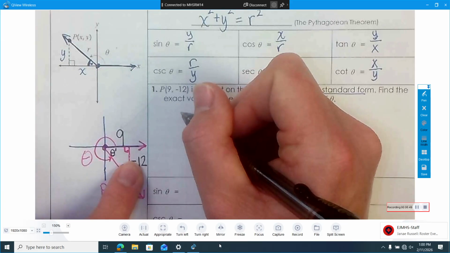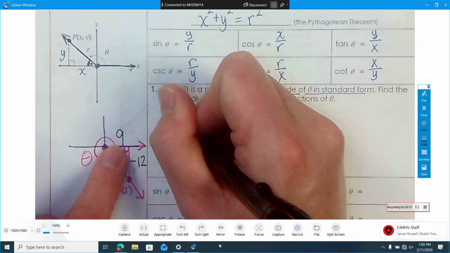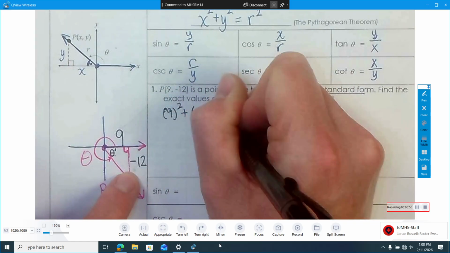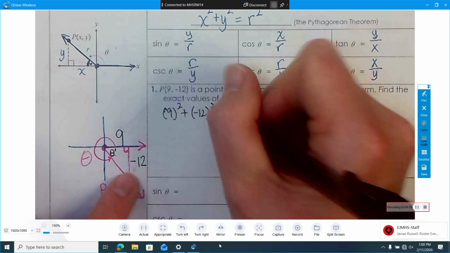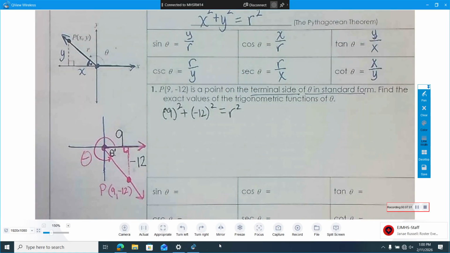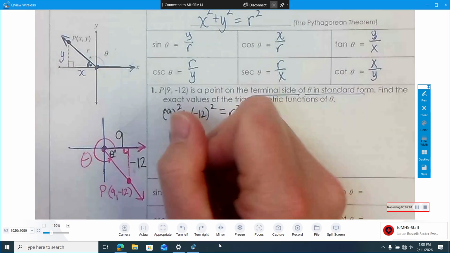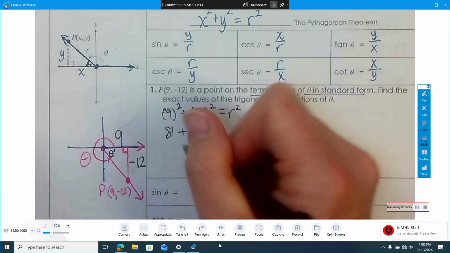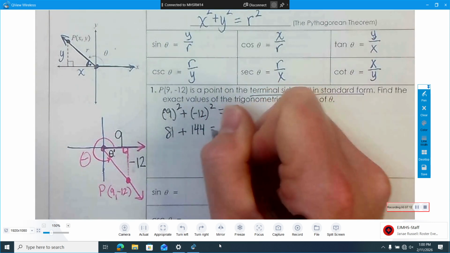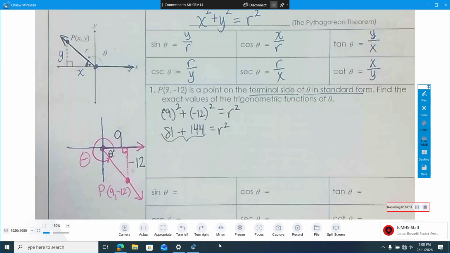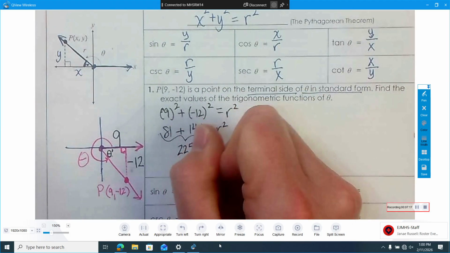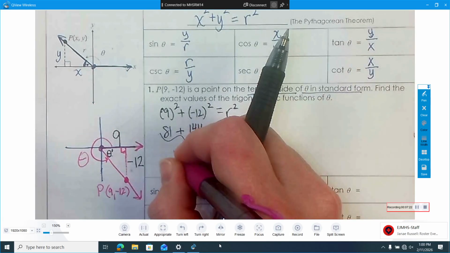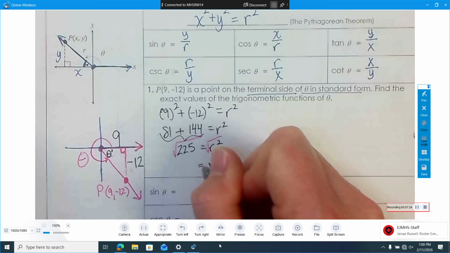Yeah, x squared plus y squared equals the radius squared. So I'm going to do 9 squared plus negative 12 quantity squared equals my radius squared. 9 squared is 81. What is negative 12 quantity squared? Positive 144. I add those two up, I'm going to get 225. And the square root of that would give me 15.